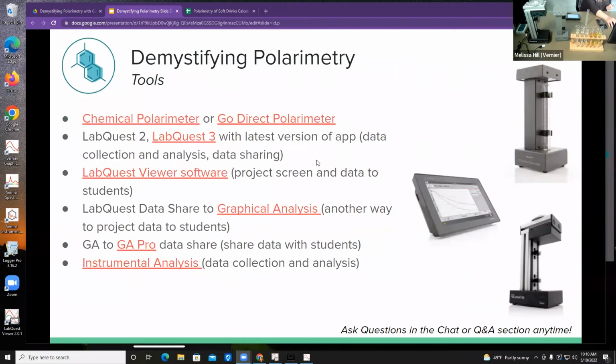So today, we are gonna be using the Go Direct Polarimeter to collect data. And I'm actually gonna do it with a LabQuest 2 today. LabQuest 3 is our new version of the LabQuest, but I know a lot of people out there have LabQuest 2s. So I'm gonna do a shout out to LabQuest 2s today. And we're gonna take data with the Go Direct Polarimeter and our LabQuest 2. If you have one of the older chemical polarimeters, definitely let us know if you have any questions about it. And we'll talk briefly about the differences later on, but we'll do some Go Direct today.